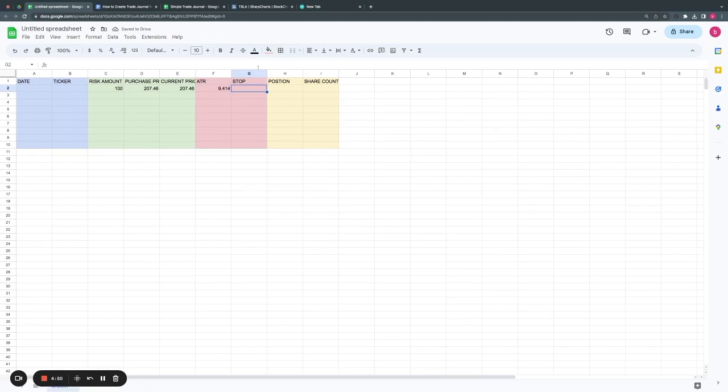Now what we're going to do is use the specific ATR to generate the stop. So we're going to do equals. It is going to be whatever your purchase price was minus your ATR times some integer. You can pick whatever you want.